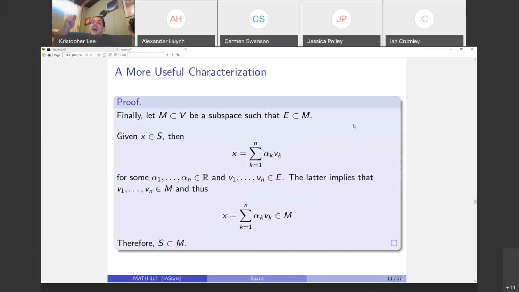And so S contains E. S is a subspace. And any subspace containing E contains S. So S is the smallest subspace containing E. So we have now proven a much better characterization for span. Span is the collection of all linear combinations of things out of E. And there we go. Nice.